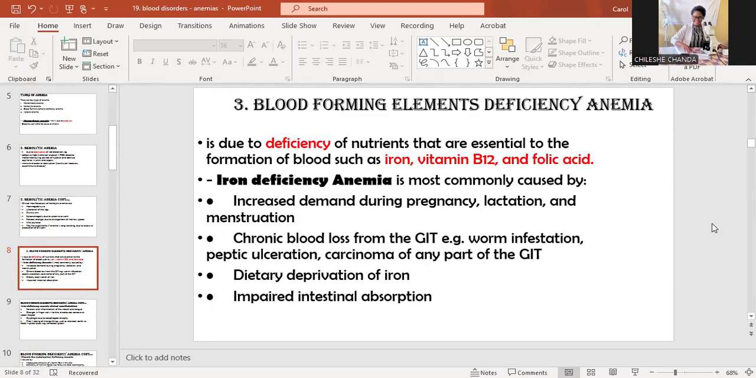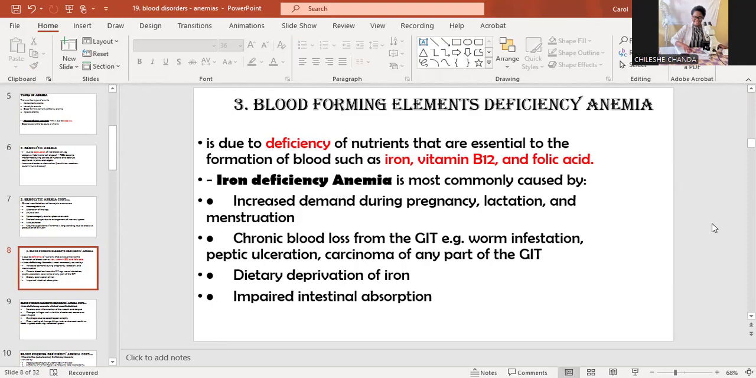in order for the body to extract the elements that are needed for formation of blood. We have other factors such as someone who has had gastrectomy. Gastrectomy is simply the removal of part of the stomach. Once that happens, there is destruction of the cells. There are some cells in the stomach that are responsible for producing a certain factor which is known as intrinsic factor.